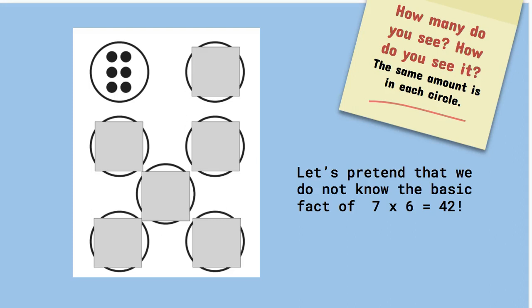All right, let's take a look at another one. How many do you see and how do you see it? Keep in mind the same amount is in each group or each circle. And let's pretend that we don't know the basic fact of 7 times 6.